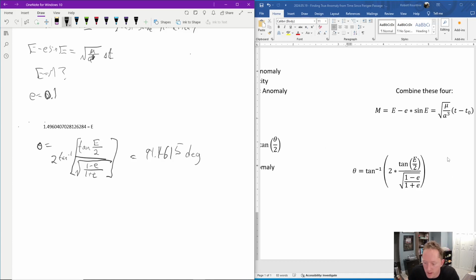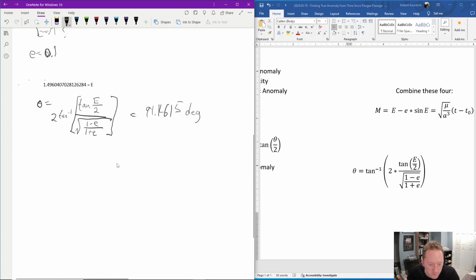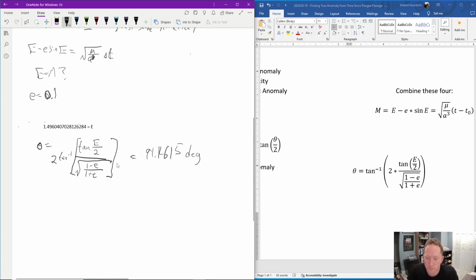All right, and that is that pretty much. You can do this with a calculator. You can use Excel, anything you want really. Pretty easy there. So that was it pretty much. That is how you find true anomaly.